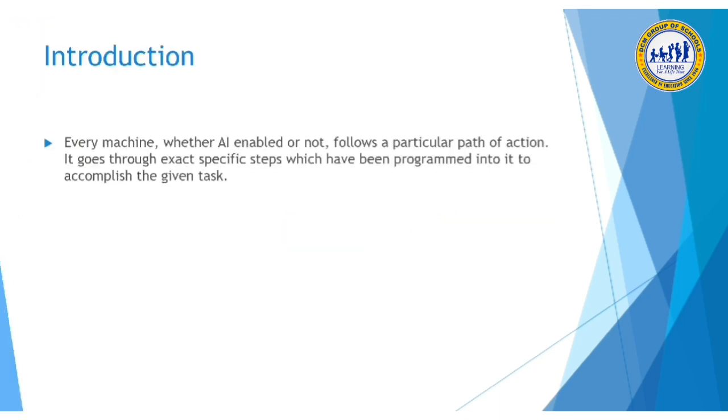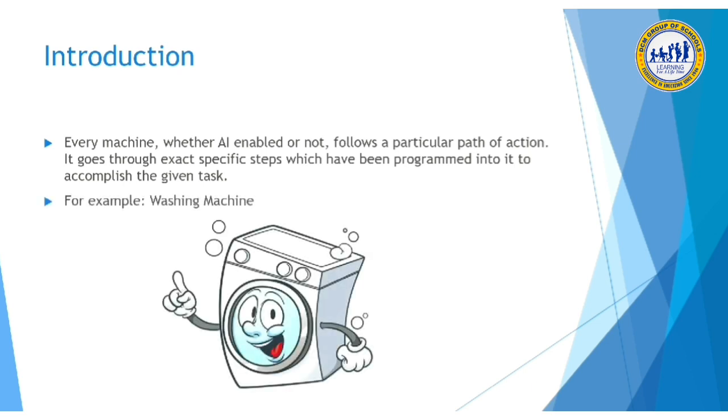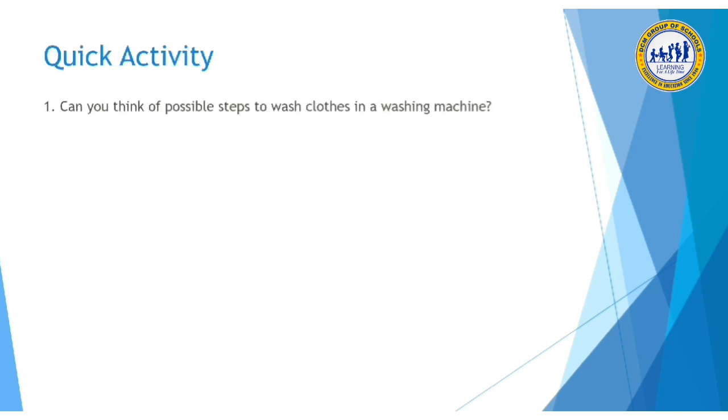Every machine, whether AI enabled or not, follows a particular path of action. It goes through exact specific steps that have been programmed into it to accomplish the given task. For example, a washing machine. A washing machine can wash the clothes for us and not do anything else because it is designed for this task only. It follows the steps programmed into it and completes the work. Can you think of possible steps to wash clothes in a washing machine? Pause the video and write down the steps.